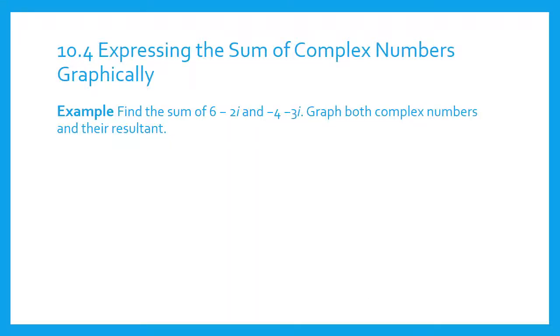Find the sum of 6 minus 2i and negative 4 minus 3i. Graph both complex numbers and the resultant. Pause the recording, give it a try, and resume to check your answer.